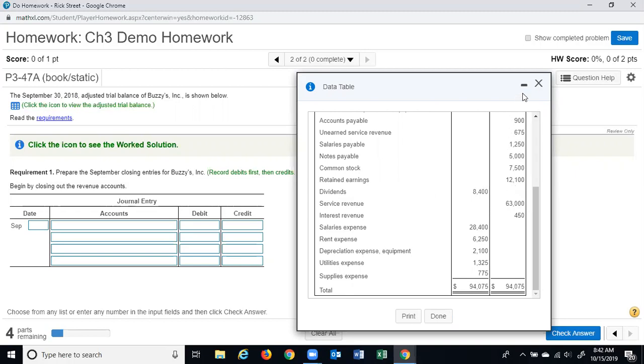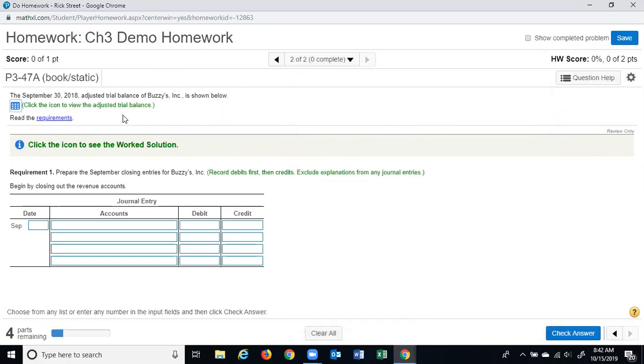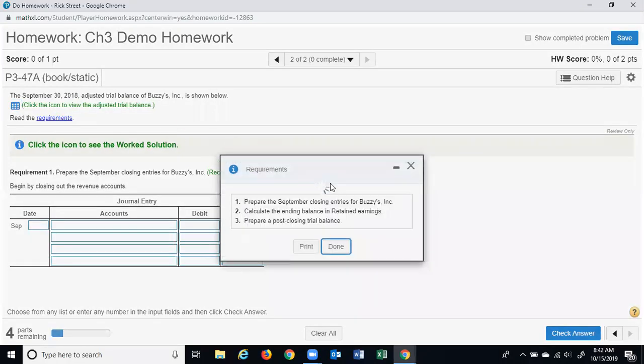So now we're going to go about closing our books. So let's check our requirements real quick. It says prepare the September closing entries for Buzzies. By the way, since we're dealing with September 30th, 2018 as the closing date, that means we have a fiscal year. And the new year will start on October 1. After we prepare our closing entries, we're going to calculate the ending balance in retained earnings, which will almost do it for us the way we close our books, and prepare a post-closing trial balance.